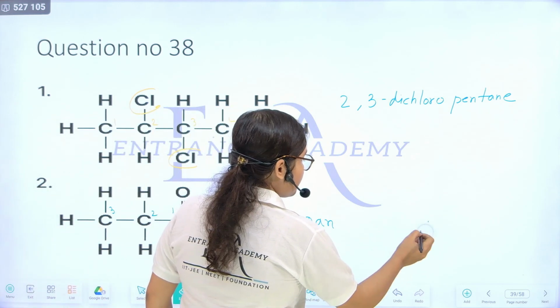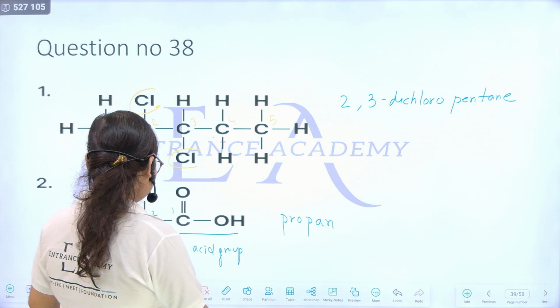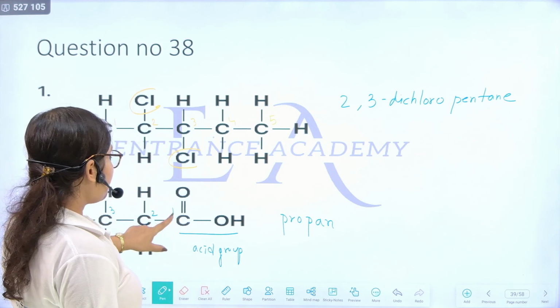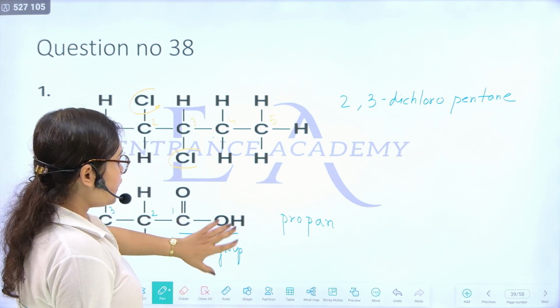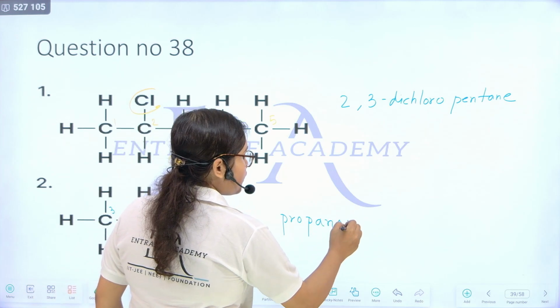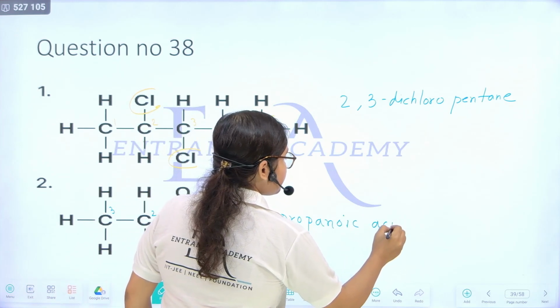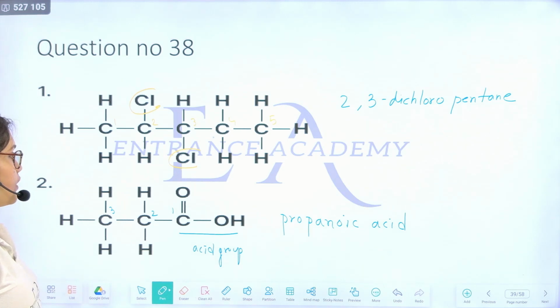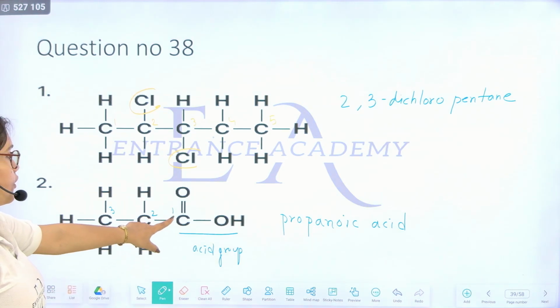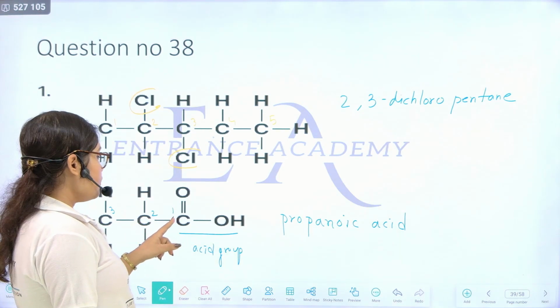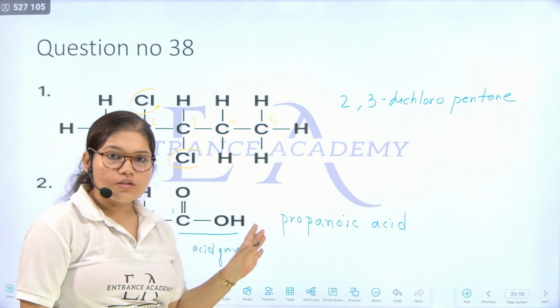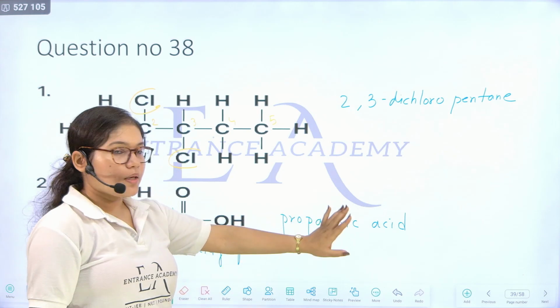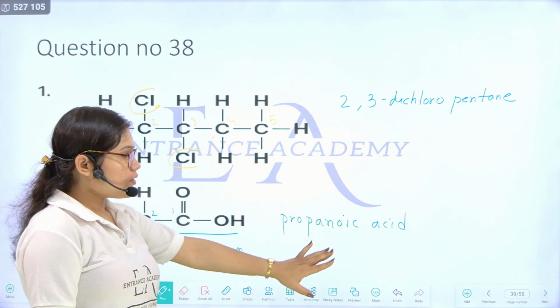The IUPAC naming is propan-1-oic acid, that is propanoic acid. This is the IUPAC name of this structure. The acid group is present, and the number of carbons is 3, so the structure is propanoic. The name of the structure is propanoic acid.